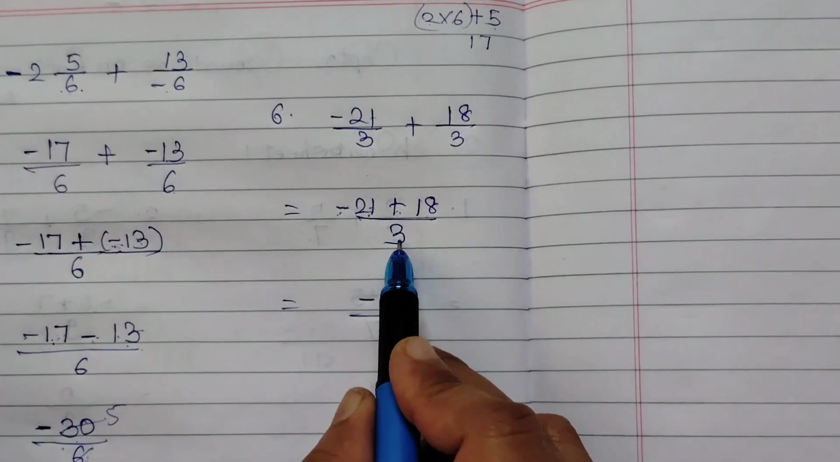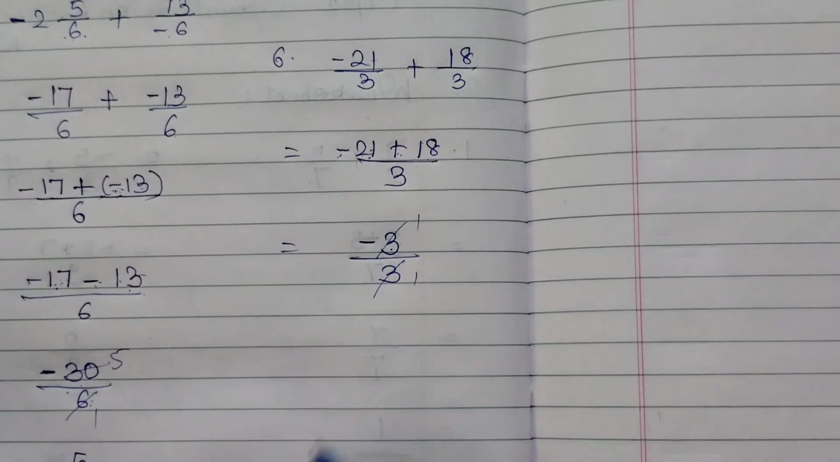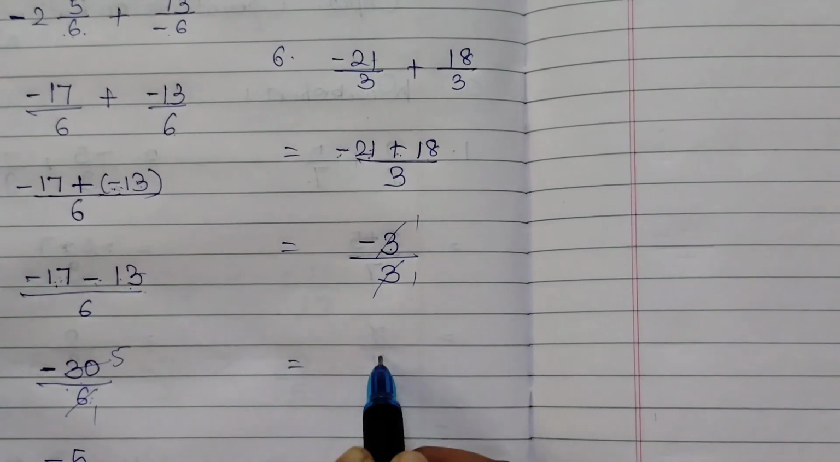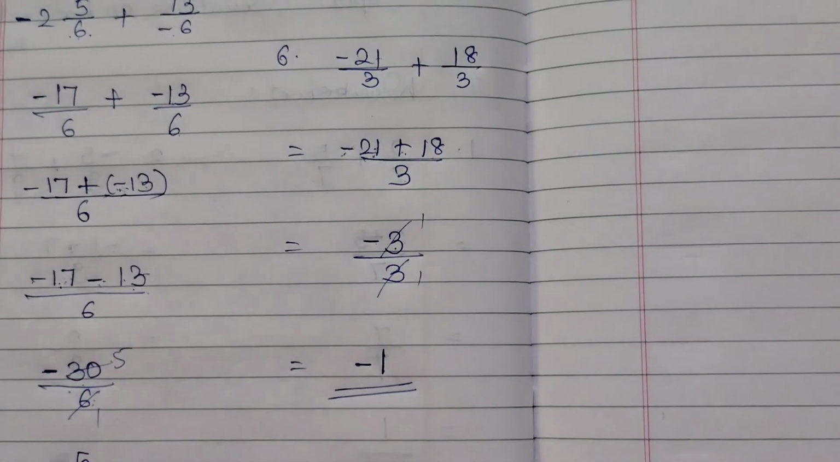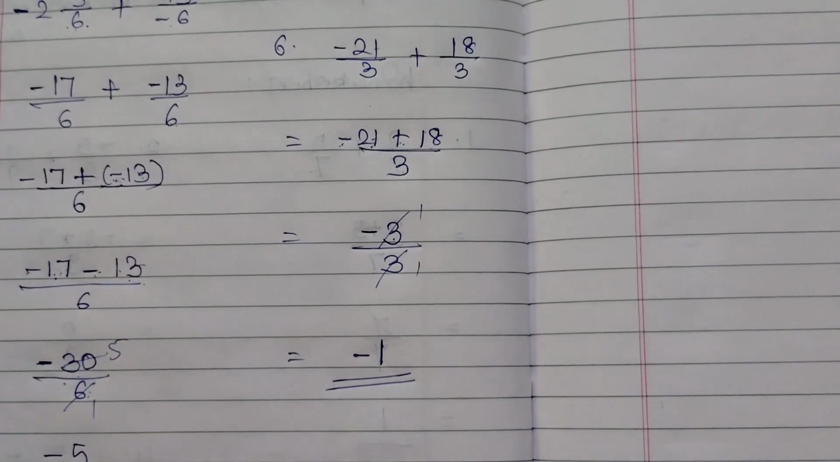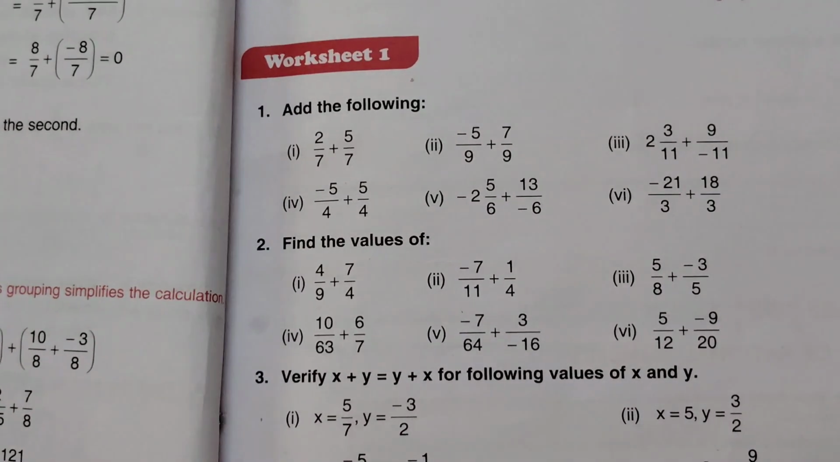Okay, and write 3 divided by 3. So 3 ones are 3, ones are. So what we get? 1, and you have what we have over here? Minus sign. So minus 1 is the answer. So now we will start the next question.